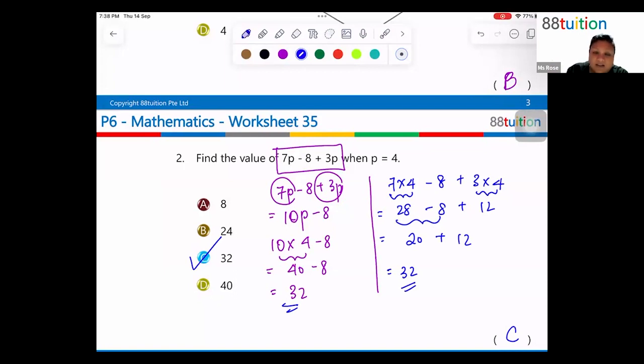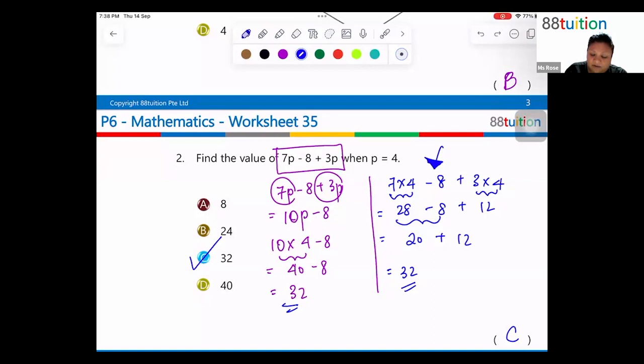Now, in the event that you're not sure in the exam, please stick to the individual method. Don't do the other one. If you're not sure in the exams, please stick to the method on the left.